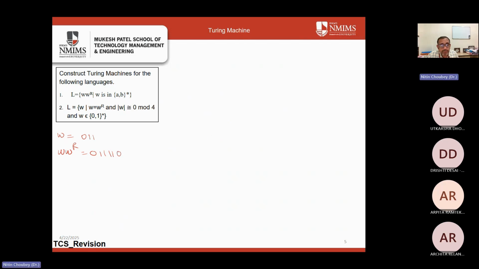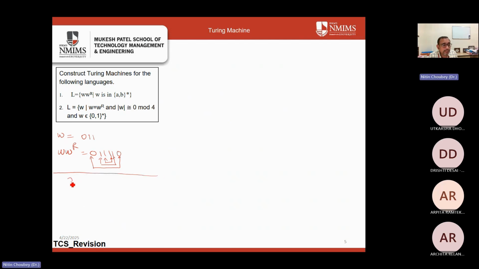The best way to check whether a string belongs to this category or not is to go for the first and last symbols in each pass. First pass, first symbol: if the first symbol is 0, then your last symbol should also be 0. If your first symbol is 1, your last symbol should be 1. And in this way, we can continue with the process.